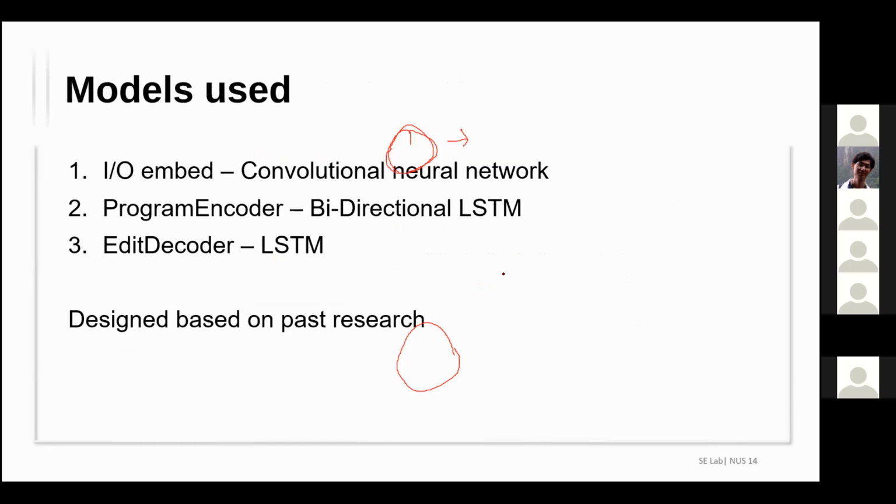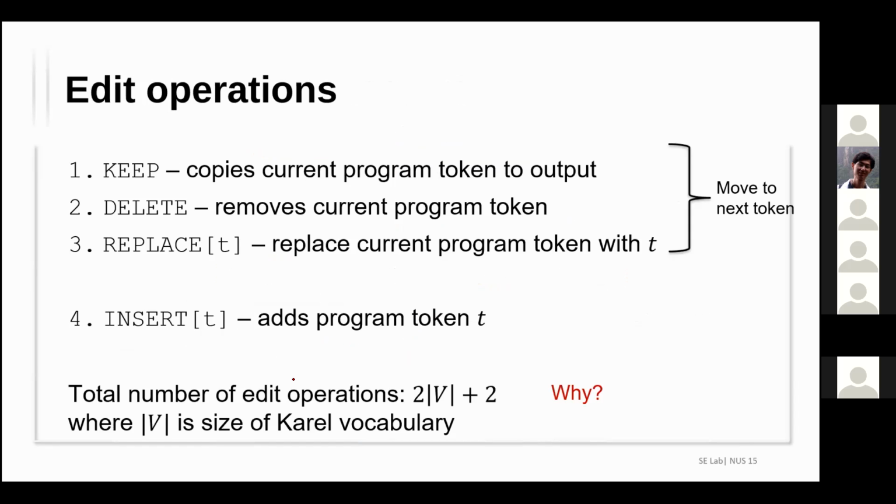Okay. So that's it. The total number of edit operations is 2 and the size of the vocabulary plus 2. I think we are short of time, so I wouldn't ask the question. The reason why is the size of the vocabulary itself. In this case, the size of the vocabulary is 4. It's because for the replace instruction and the insert instruction, it can take in any of the 4 instructions.